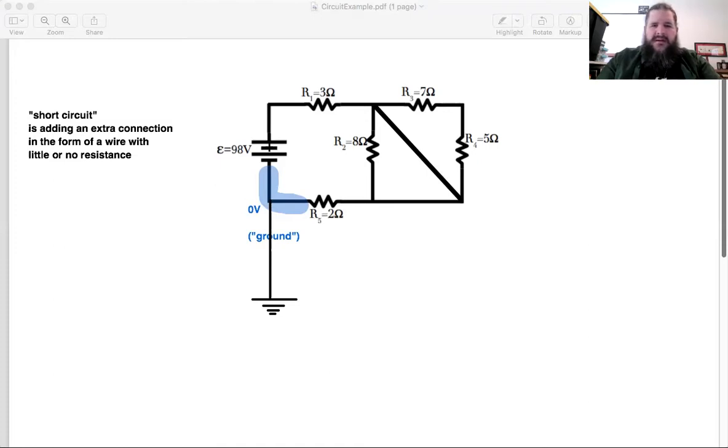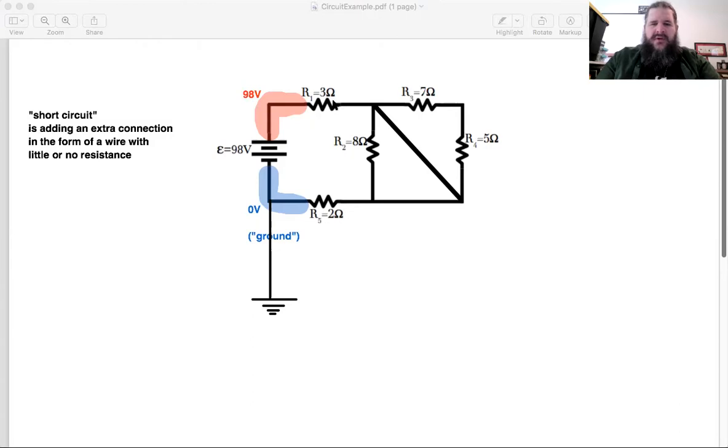Then we have a battery. What does a battery do to the voltage? Yeah, we get an increase in voltage. So this point, and not just this point, but this entire region, all these points connected by just wire, are all at some higher voltage. And since this battery adds 98 volts, we're taking 0 volts plus 98, so this voltage will be 98 volts. So this corner, this region is at 98 volts.